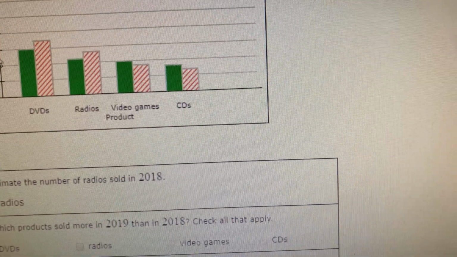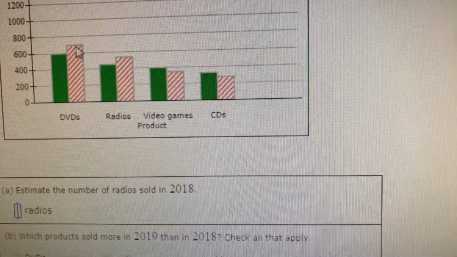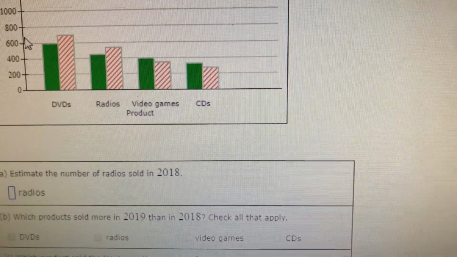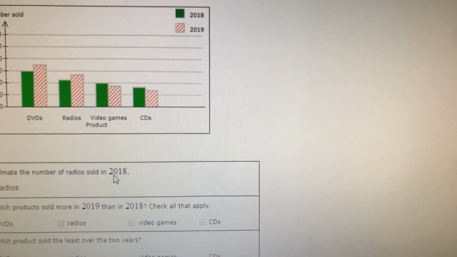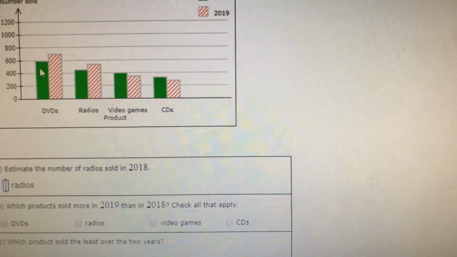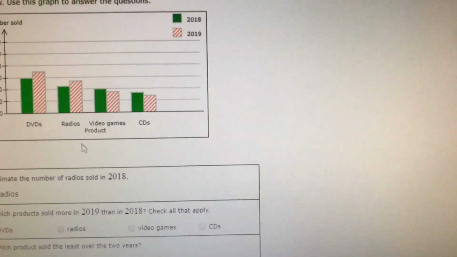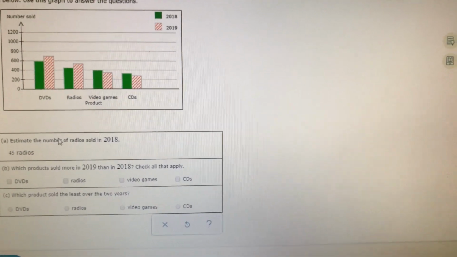Here, the green is exactly at 600. Here we have to estimate. It's between 600 and 800, maybe about halfway, so estimate around 700. So for the number of radios sold in 2018, this is 400, 600, it's a little over halfway, so I'm going to say maybe 450. We'll see how friendly it is.